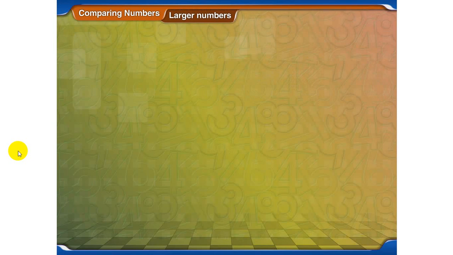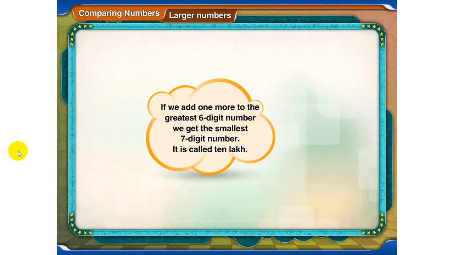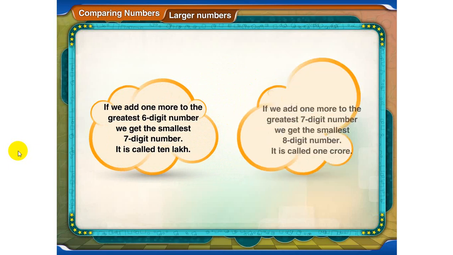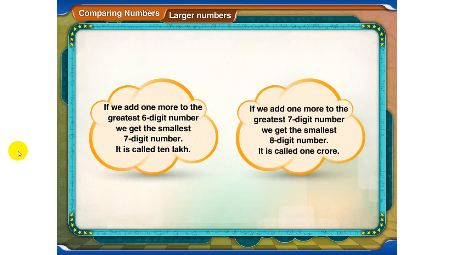Larger numbers. If we add one more to the greatest 6-digit number, we get the smallest 7-digit number. It is called 10 lakh. If we add one more to the greatest 7-digit number, we get the smallest 8-digit number. It is called 1 crore.